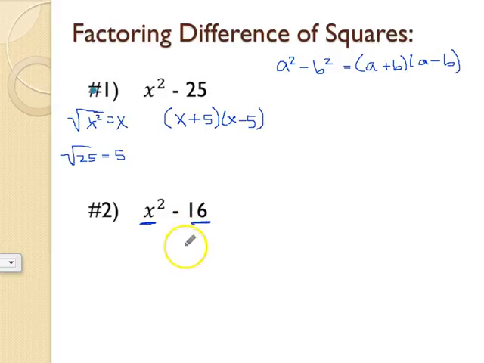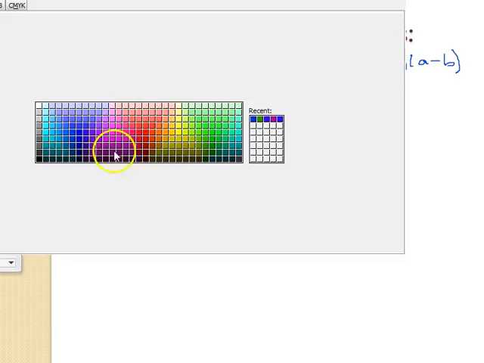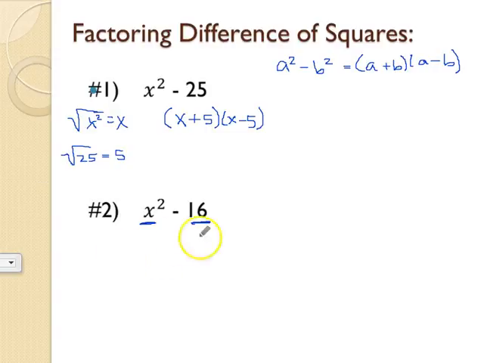So go ahead and try this in your math notebook. Go ahead and click pause, and when you're ready to check your work with mine, go ahead and click play.